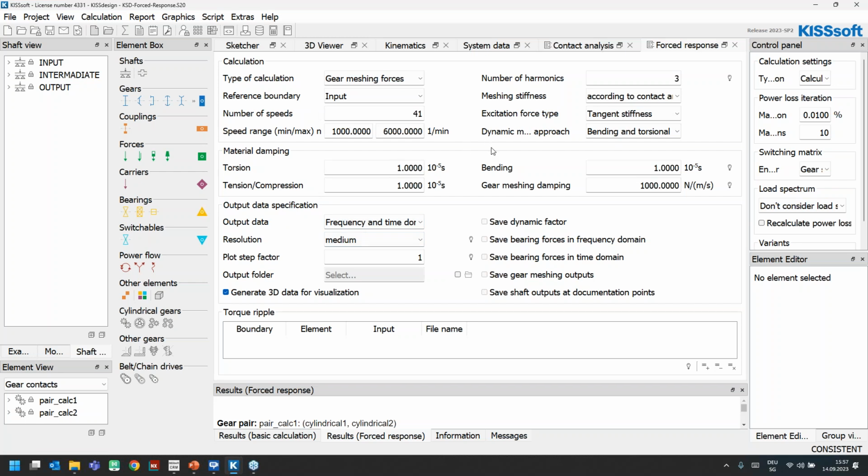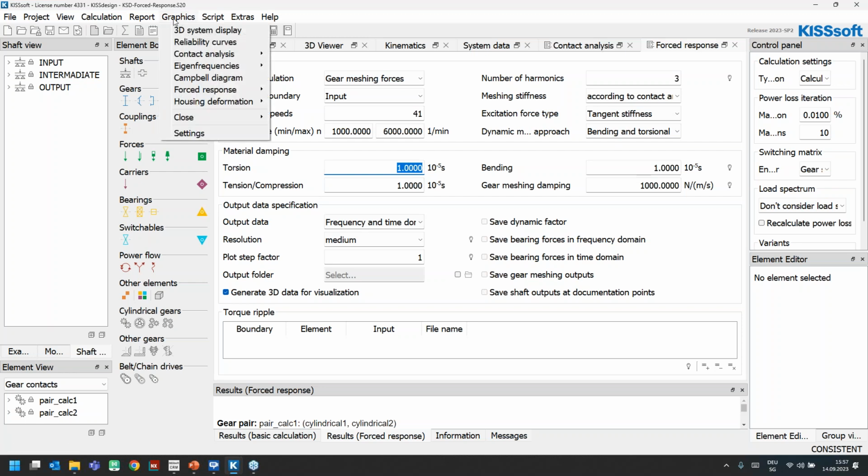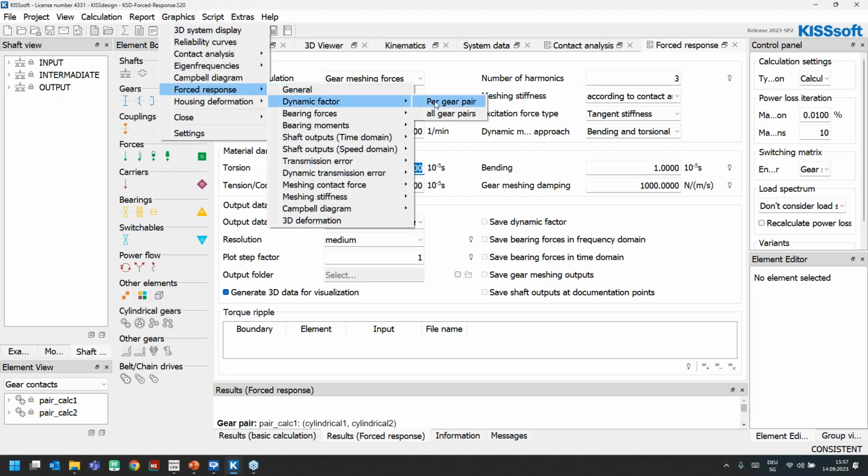So we apply some torque from the electric motor, we analyze different speed ranges and try to see what's going on in the gearbox in terms of vibration. That's why obviously we need also some damping coefficients. So what are the most significant results?